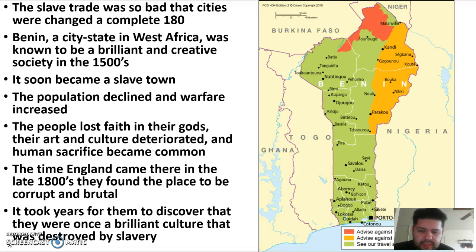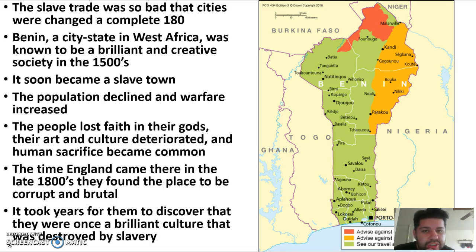If you look at this picture on the map, which I got online, you can see at the top it says copyright 2018, because this is something that is still the case to this day. There are areas you cannot go. On the map, the red section says advised against all travel. They don't want you going there. That's a bad, bad place.